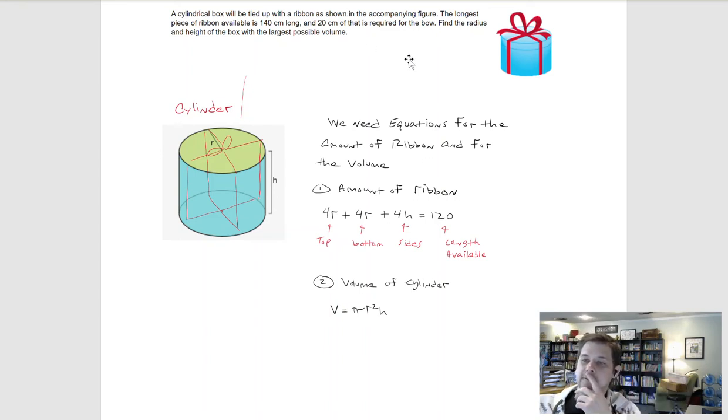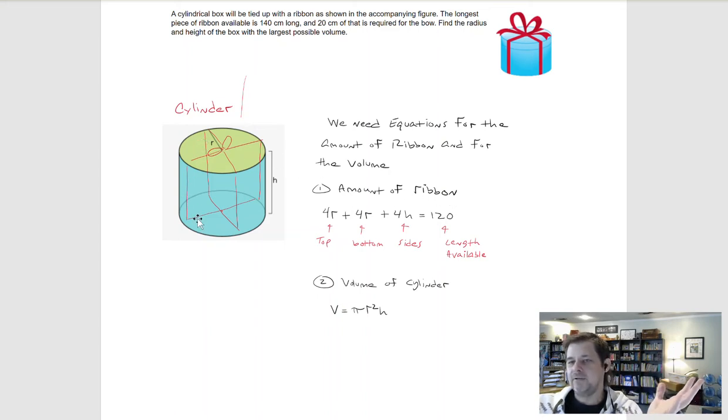So here it goes. Here's how I would approach it. We're going to maximize the volume of the cylinder. We want that to be as big as it can be. But we got to take into account the ribbon that's involved. That's the limiting factor. So I need equations for all of that. I need equations for the amount of ribbon and for the volume, because those were the two things that were mentioned. Okay, so how would I quantify the amount of ribbon?